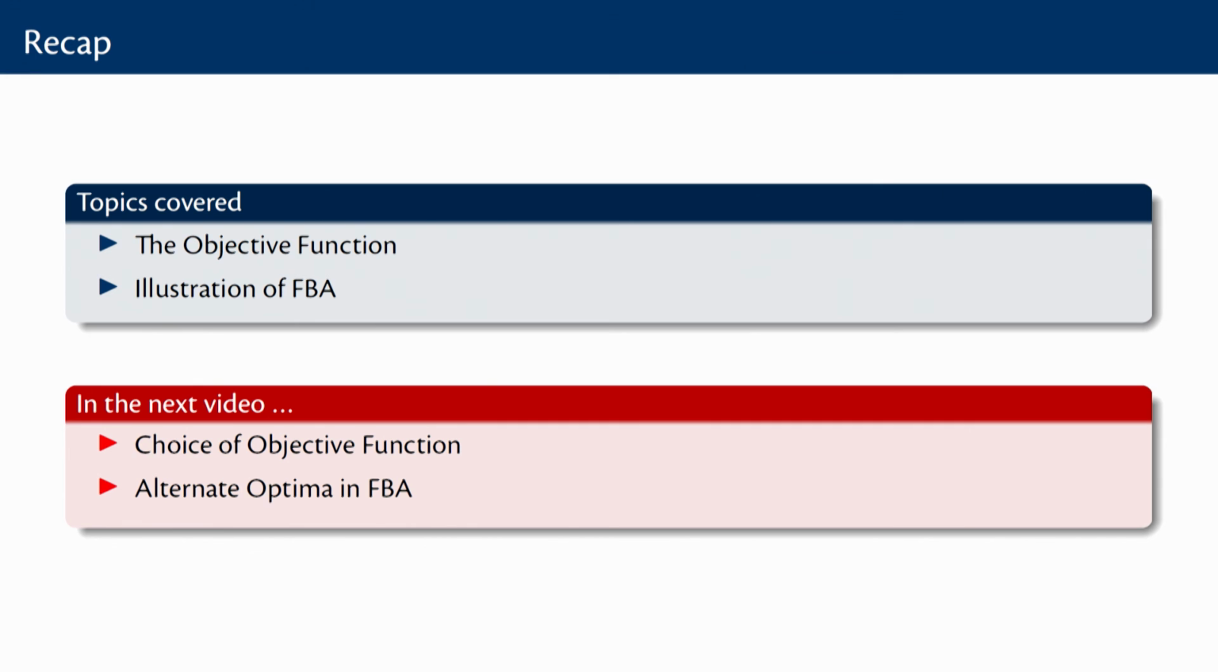So, I hope in this video you got a nice outline of FBA. We first looked at the objective function for flux balance analysis, and then we also saw a simple toy illustration of flux balance analysis. In the next video we will delve deeper and look at some very practical aspects, namely what is the choice of objective function, how do you pick the objective function. We did have a bit of a discussion today, and more importantly we will discuss the fact that there are alternate optima in flux balance analysis and what implications it has for modeling.